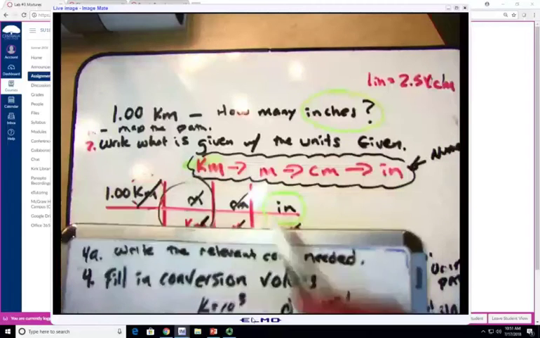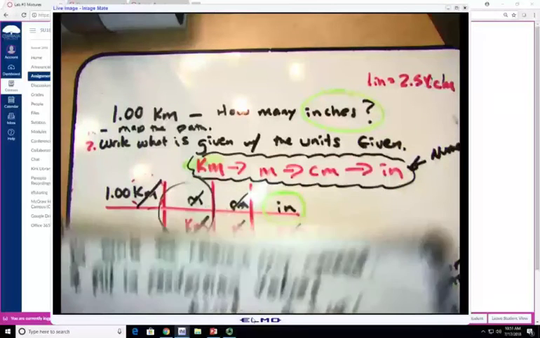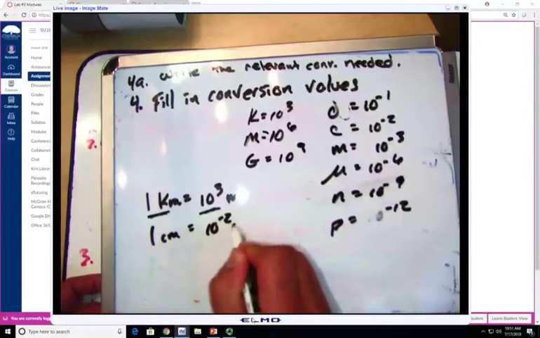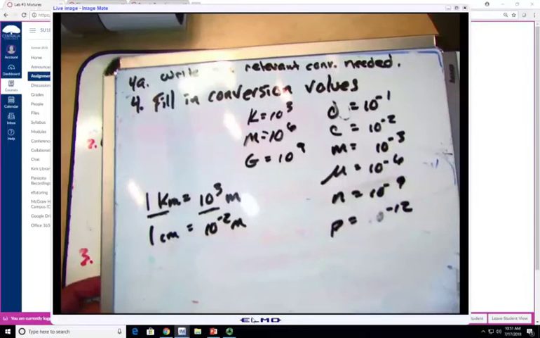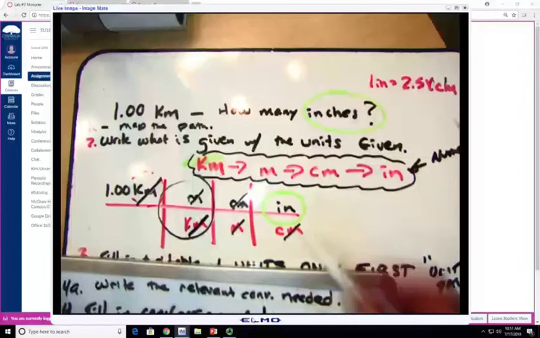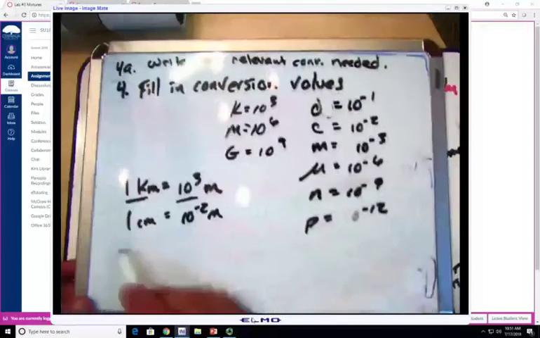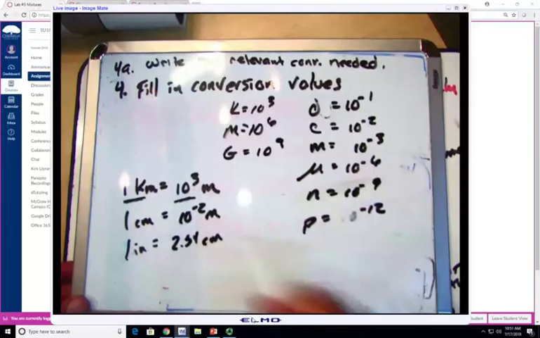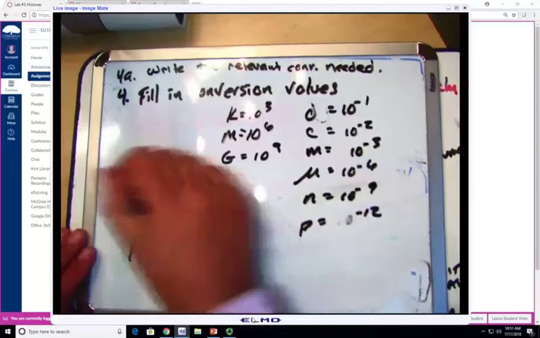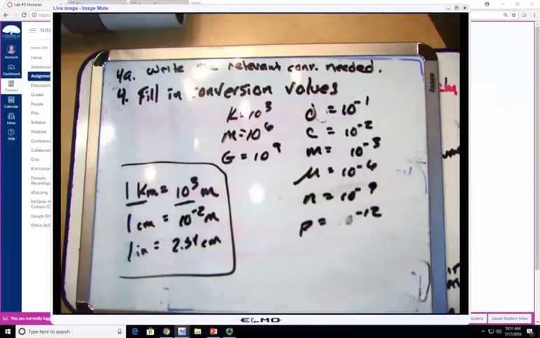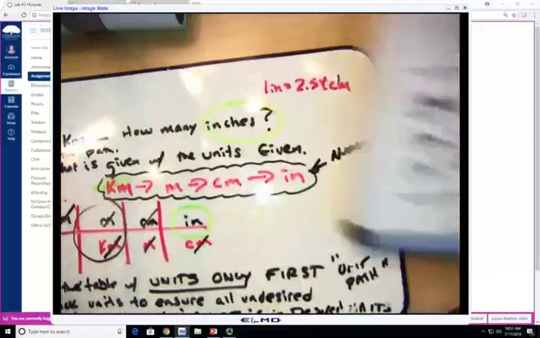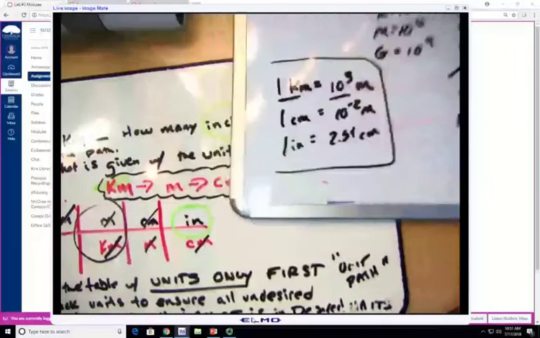So I need that one. I need centimeters and meters. 1 centimeter equals 10 to the minus 2 meters. What else do I need? Inches and centimeters. 1 inch equals 2.54 centimeters. Okay? So you can just do that. Put that little table on the side, right? So then you go back to your problem. Now I got my little table here on the side. I'm just going to use it.